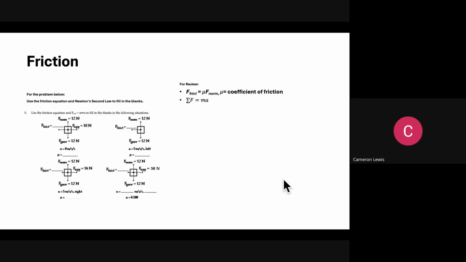To find mu, we need two quantities, right here, top right: the force of friction and the force normal. What quantities do we have? Do we have force normal? We do. It's 12 newtons. Do we have the frictional force? No. How could we find the frictional force?